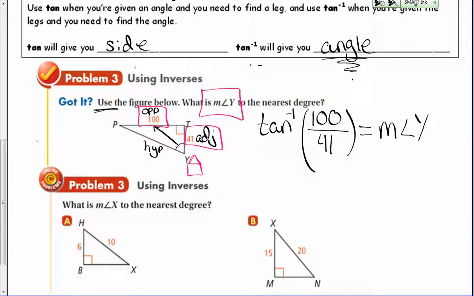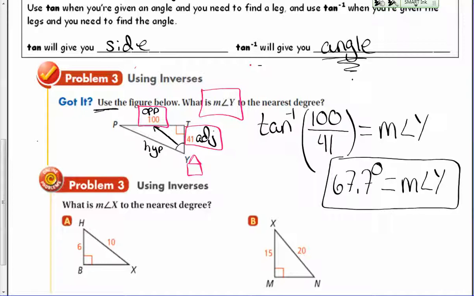So I'm putting my calculator in my hand right now, and I'm typing second tangent, so the inverse tangent, and then it gives me my parentheses, 100 divided by 41. I hit enter, and I get 67.7. Like I said, the math on this one's easier, because all I have to do is type in the inverse tangent of 100 divided by 41, and I get 67.7 degrees. And so by doing that, I found that the measure of angle Y is 67.7 degrees. Luckily, the math turns out to be a little easier on this one.